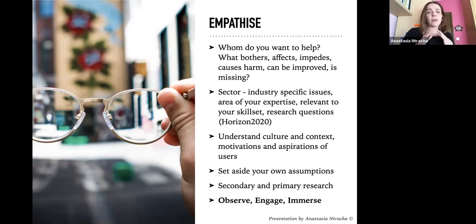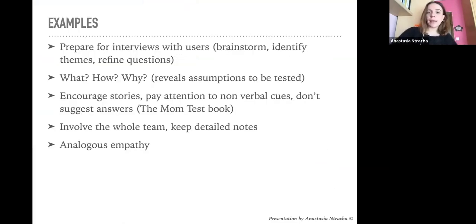At this stage, it is very important to set aside your own assumptions, forget everything you know about the problem, and do a lot of research. There is secondary research, which means you look online, on Google, you read papers, you read journals, you see videos, documentaries, and primary research, which is the most important, where you go on the field and take interviews and speak with your users and observe, engage, and immerse in their own reality to have a better sense of the whole problem. So let's see some examples of methods you can use for this stage.